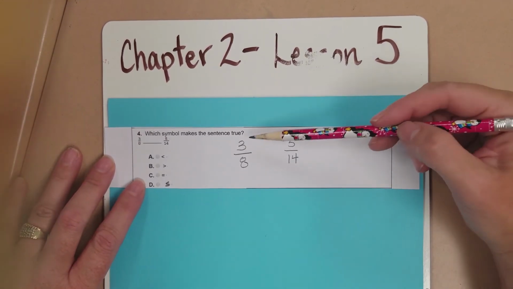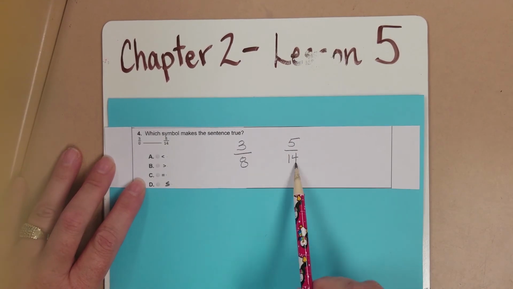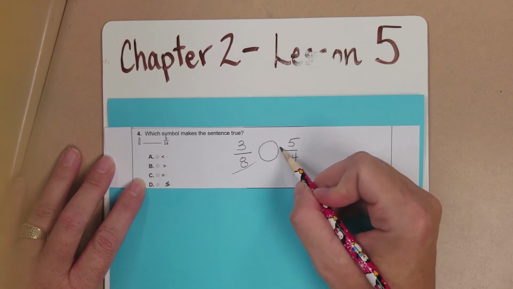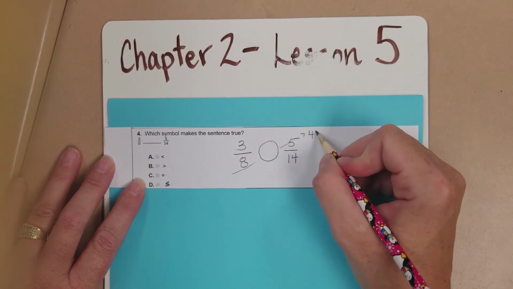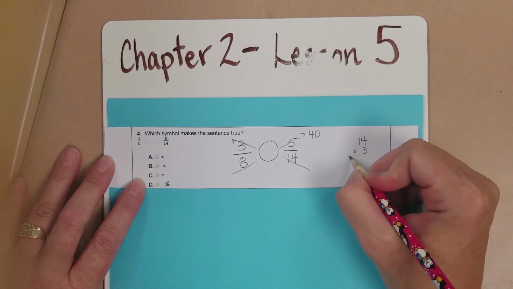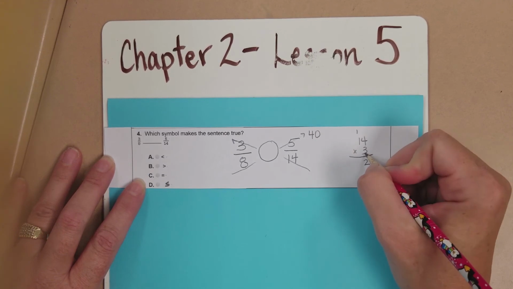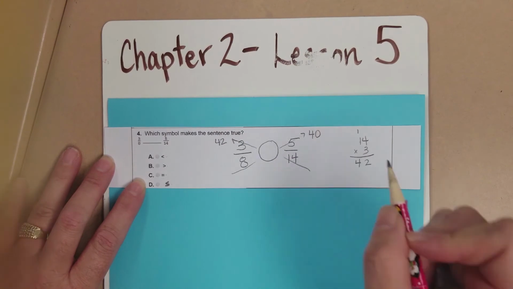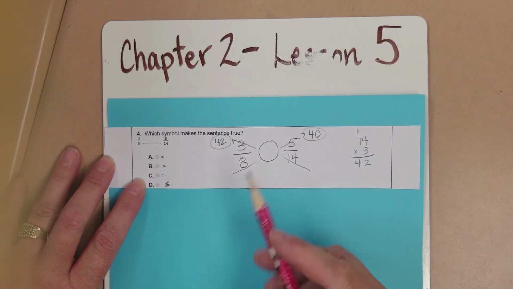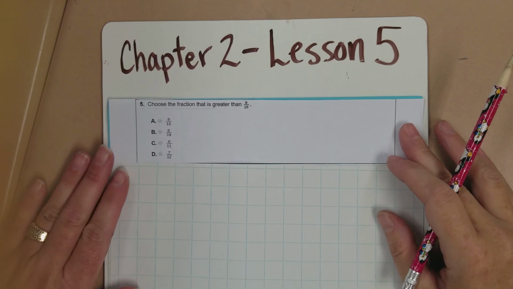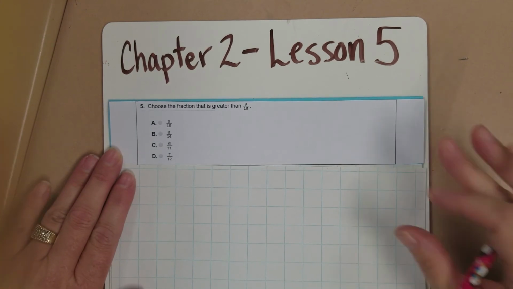Now, as I look at my fractions, I'm not seeing an easy common denominator here. So I'm going to use cross multiplication again. 8 times 5 is 40. 14 times 3: 4 times 3 is 12, carry the 1. 3 times 1 is 3, plus 1 is 4, so 42. 42 is bigger than 40, so 3/8 is greater than 5/14. And that is the answer.